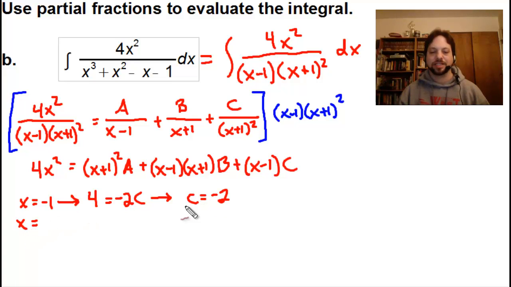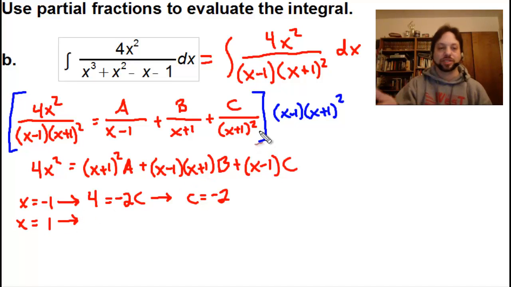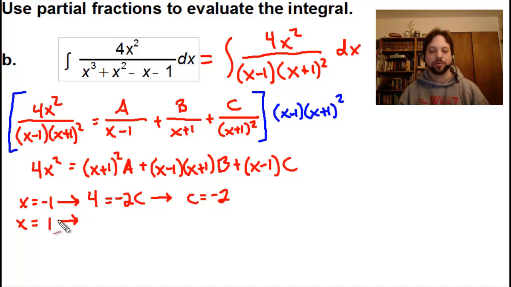Another thing I can let x equal, I could let x equal 1. That would cause the c term to cancel out, and by consequence, of course, this b term. So that would be really good. If x equals 1, I have 4 on the left side. This will be 2 squared for my a, or 4a. Again, the b term cancels out because of this, and the c term cancels out. And I see that a must equal 1.